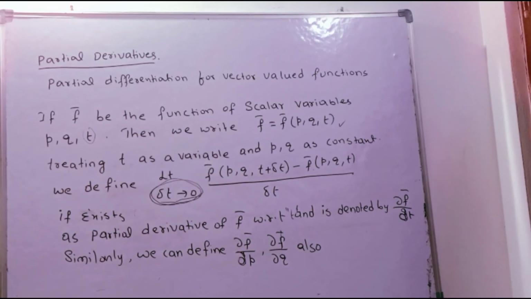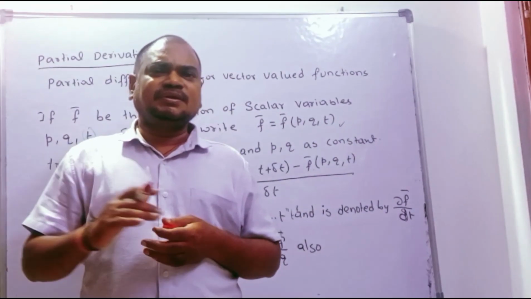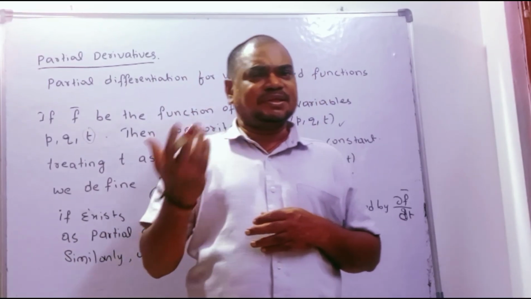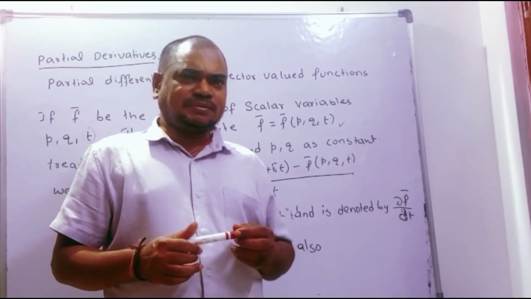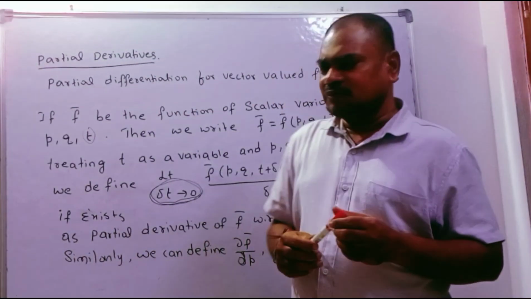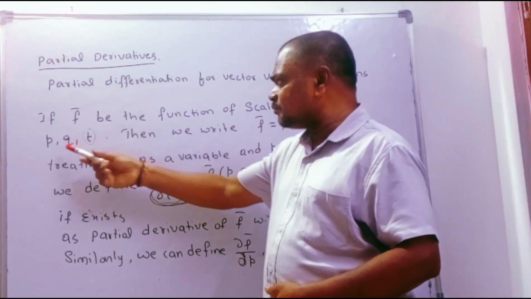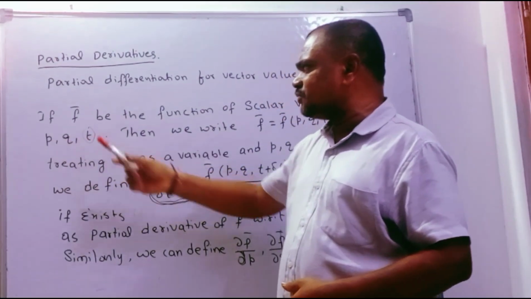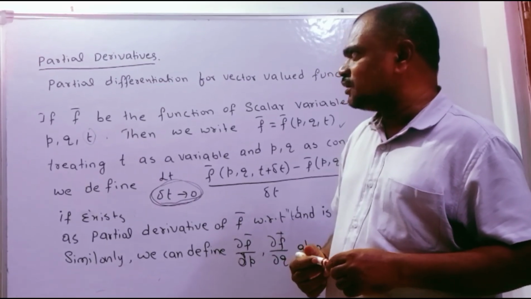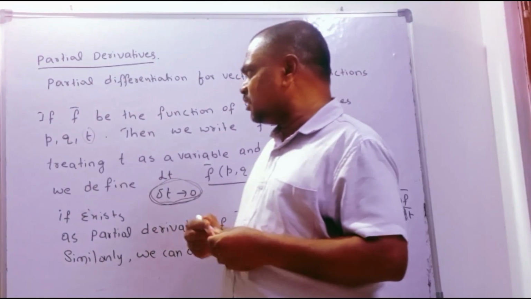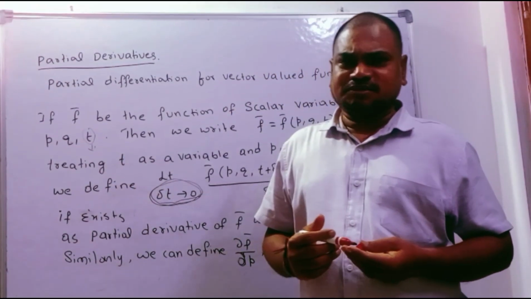In derivatives, we differentiate a function where only one variable is there. In the case of partial derivatives, the variables are p comma q comma t. We make the partial derivative, which means we treat one as the variable, and p comma q are constants.